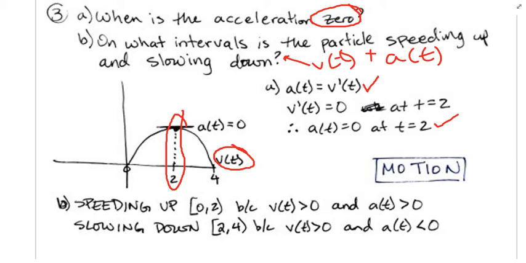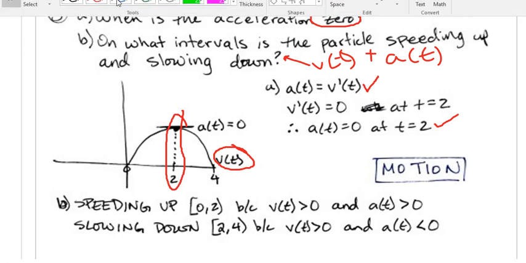So let's take a look here. Remember, if velocity and acceleration are the same sign, it's speeding up. If they are opposite signs, you're slowing down. So let's take a look. On the interval from 0 to 2, it seems like acceleration and velocity happen to have the same sign because velocity is positive on this whole interval, as you can tell, because velocity is always above the x-axis.